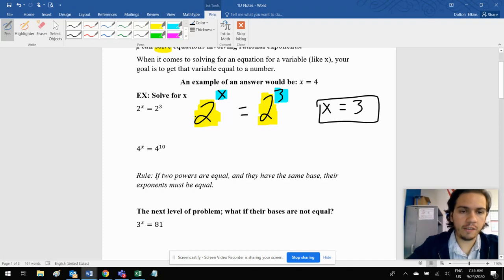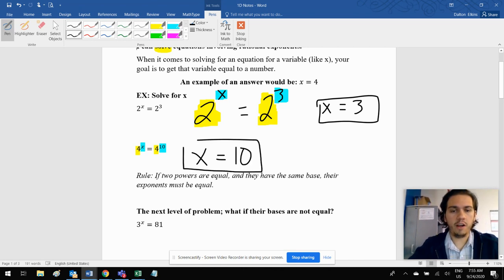Again, here we have 4 to the power x equals 4 to the power 10. So I see base of 4, base of 4. So the bases are the same of these two powers and they're equal. So I know that their exponents also have to be equal. So what I'm going to do is write an equation, x is equal to 10. And that is our answer. So here's that rule written out. If you have two powers that are equal and they have the same base, their exponents must also be equal.